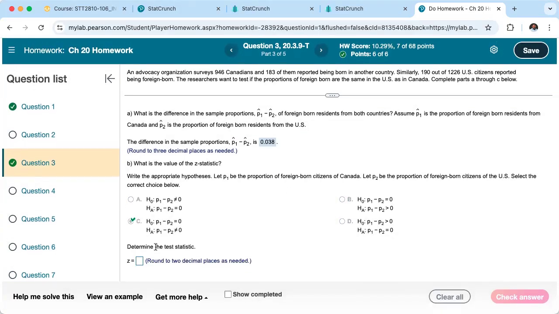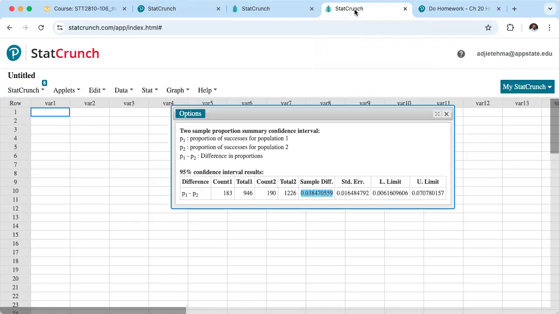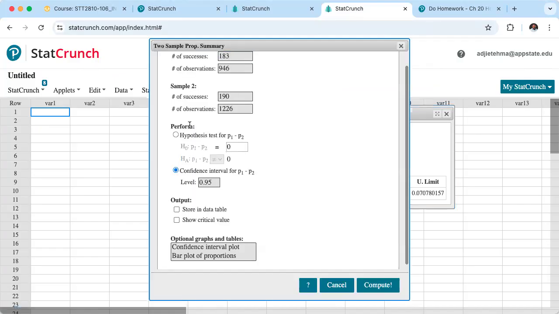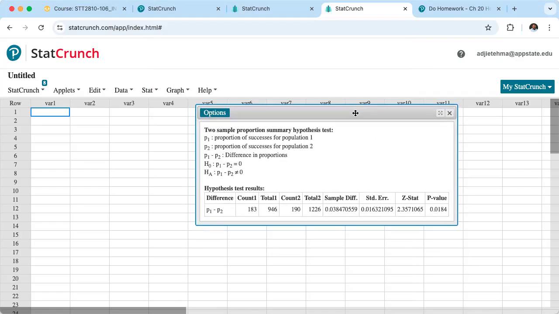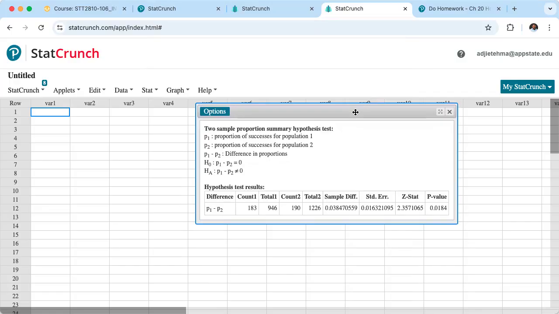Now we want to compute the test statistic. To do that, we go back to our StatCrunch. Let's get to edit, and then move from the confidence interval to the hypothesis test. Make sure that we have inputted the hypothesis right as the problem is saying. In my situation, it is correct. Then all you have to do is hit compute. When you hit compute, you have this. We are interested in the test statistic, which is the Z stat.